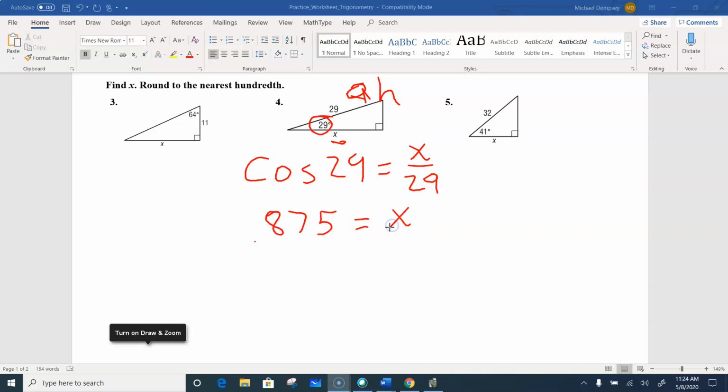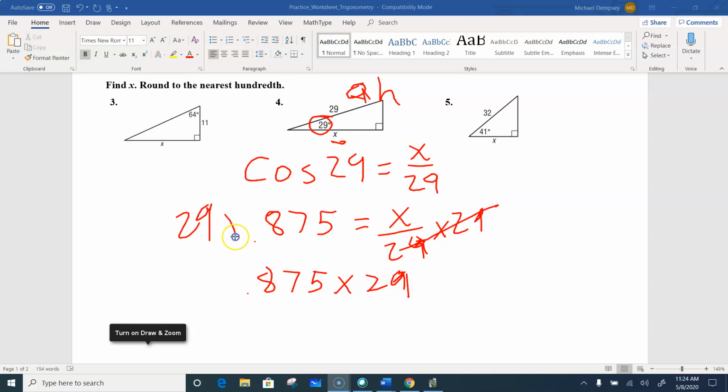Equals x over 29. So again, now to solve for x, I would multiply both sides by 29. So I'm going to have 0.875 times 29. Right? If I multiply by 29 on this side, the 29's divide out. And then we multiply by 29 over here, and that is our solution for x. Okay? So 0.875 times 29, I get 25.36. So just watch the rounding. If you ask for one decimal place, that's 25.4, or to 2, it's 25.36.